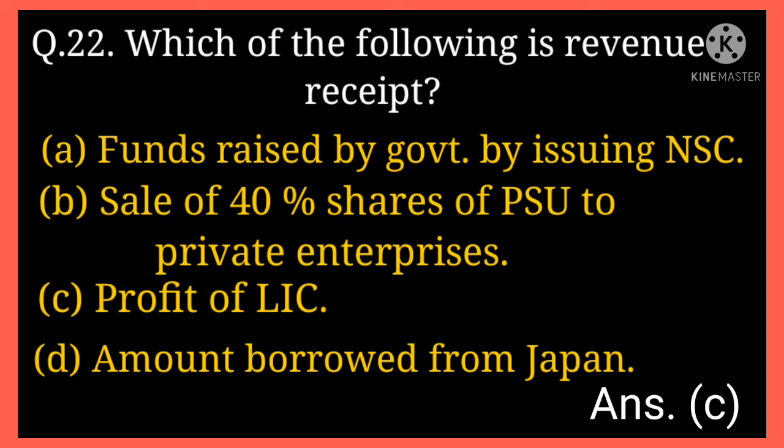Now the next question is which of the following is revenue receipts? Here in the answers A, B and D are the components of capital receipts. Therefore answer is C, that is profit of LIC, which is a non-tax revenue receipt.